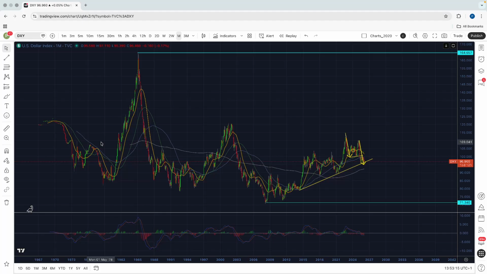I thought it was a good idea today to have an extensive look at the US dollar because it's relevant right now. So let's get on with it straight away.